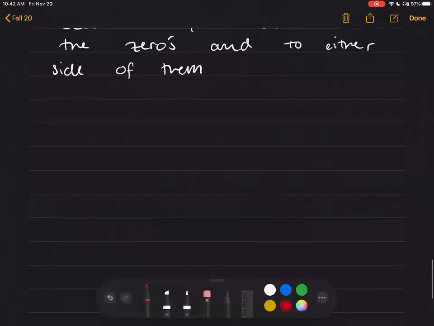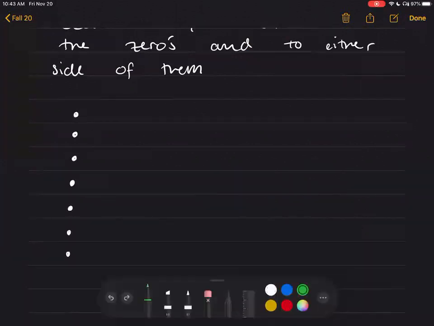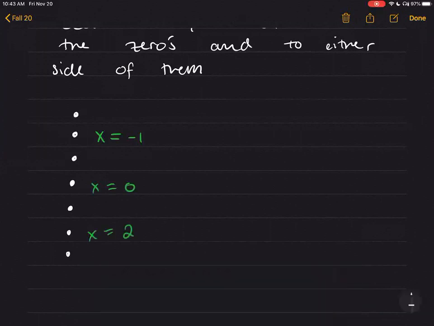And so let's make a little list here. Overall, our roots, I'll put them in green so we keep our colors straight. So this green are our roots, x equals 2. And then the test points we picked are x equals -2, x equals -1/2, x equals 1, and x equals 3.